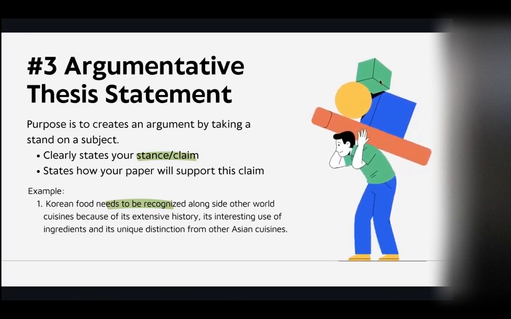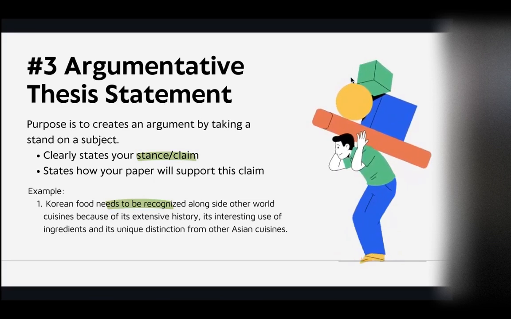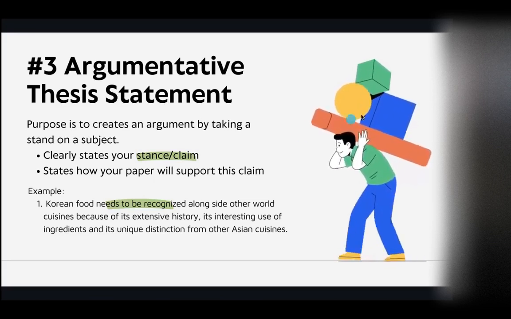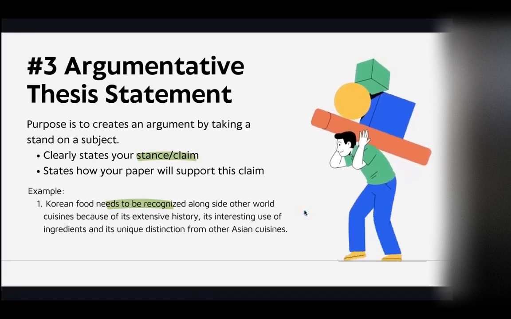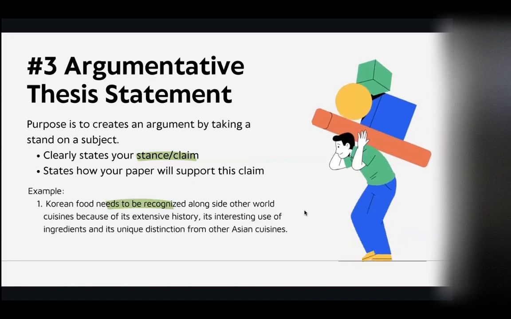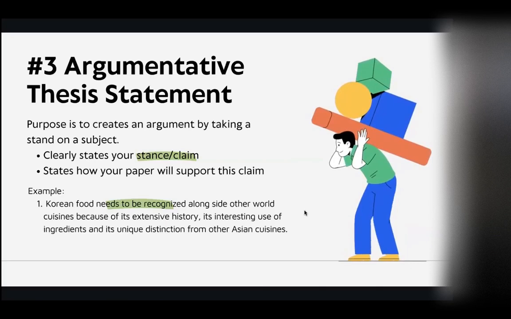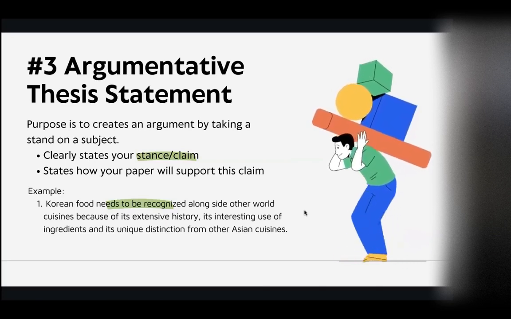The author wants the world to recognize Korean food. Yeah, among other cuisines. Yes, exactly, that's correct. Thank you for unmuting yourself. And exactly as, please correct me if I'm wrong, your name Hash just said. So it's Hash. Okay, Hash. All right, so sorry about that, Hash. So as Hash just said, Korean food needs to be recognized alongside other world cuisines, and that is the stance or claim of this thesis statement.